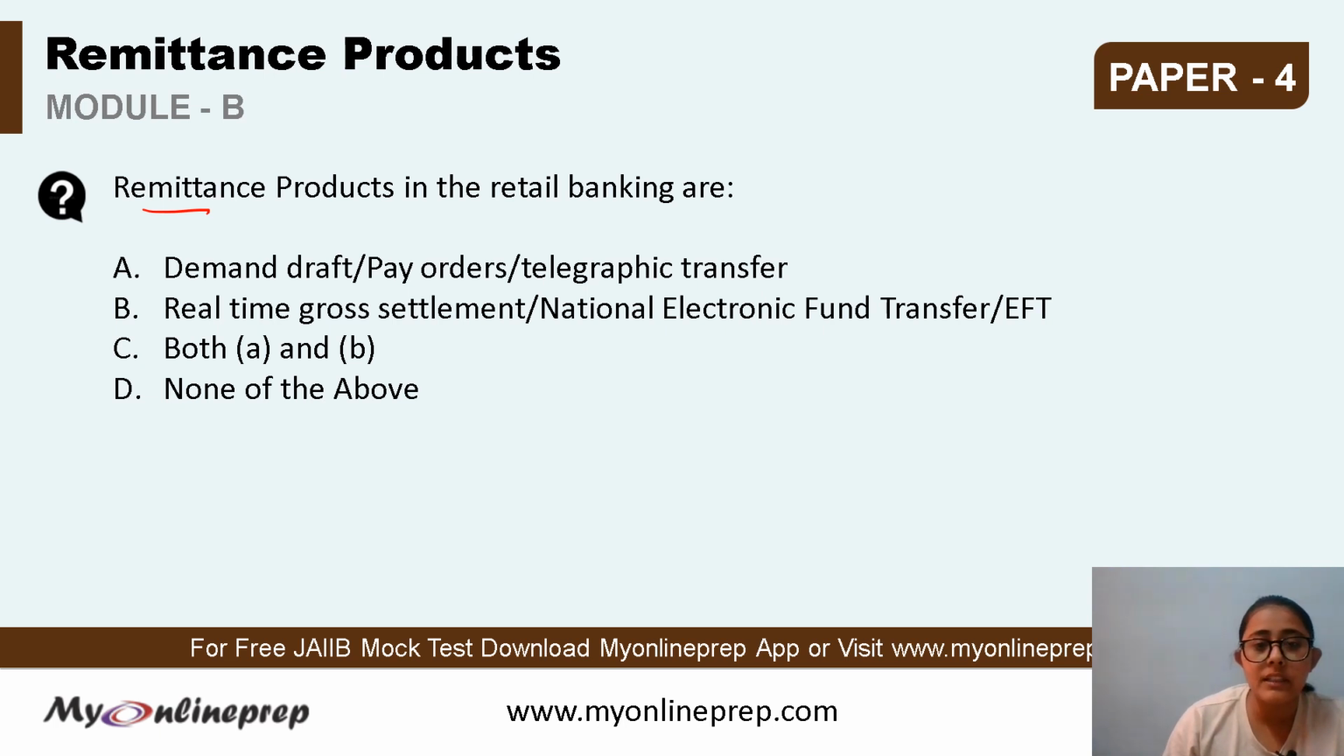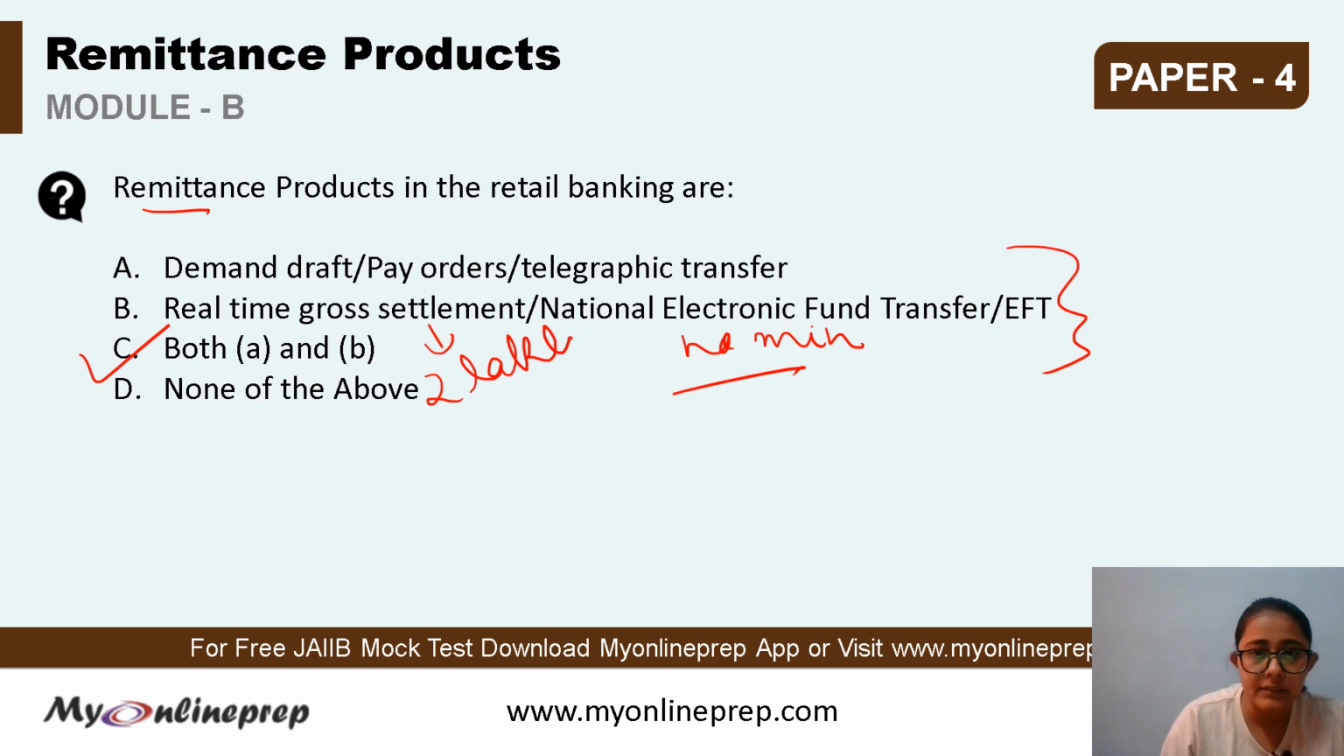So here the remittance products offered in retail banking are actually both A and B. That is, demand draft, pay orders, telegraphic transfer, RTGS, NEFT, EFT. All of these can be used as remittance products under retail banking. If we want to see a few differences between RTGS and NEFT, NEFT has no minimum limit, whereas RTGS transactions can only be performed if the amount to be transferred is equal to or more than 2 lakhs. So RTGS has a minimum limit of 2 lakhs.